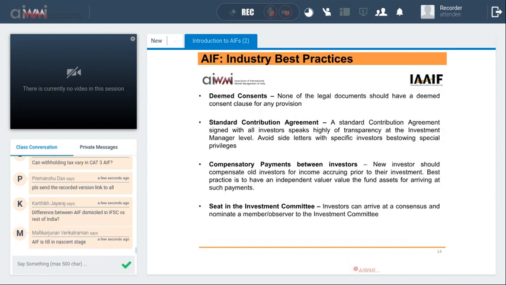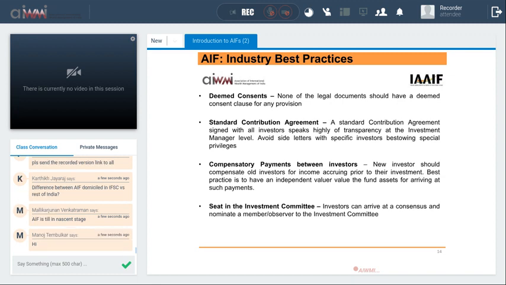If you go to the next slide, deemed consent is a strict no-no. Contribution. So see, when you're investing in an AIF, everyone is not signing one standard application form. An AIF investment is a tripartite agreement between the trustee, the manager, and the investor, and that agreement can differ from investor to investor. So generally, you should ensure that the manager or the sponsor are using a standard agreement for investing. This is to ensure that all investors who invest in an AIF are really equal.